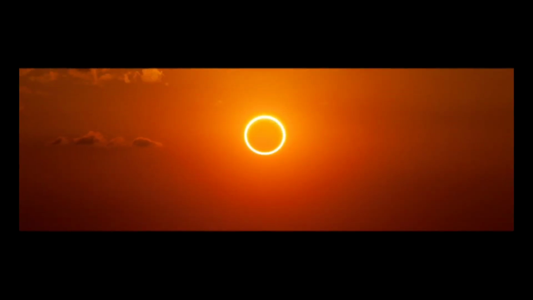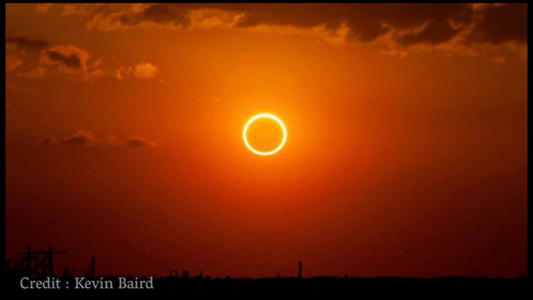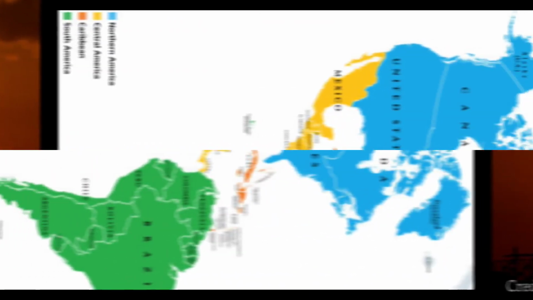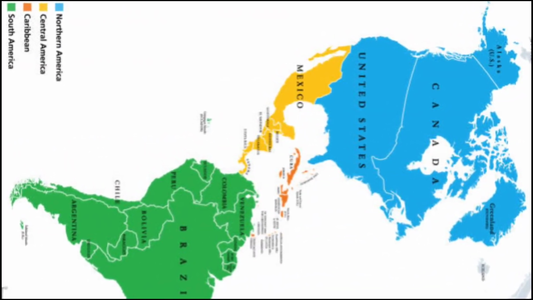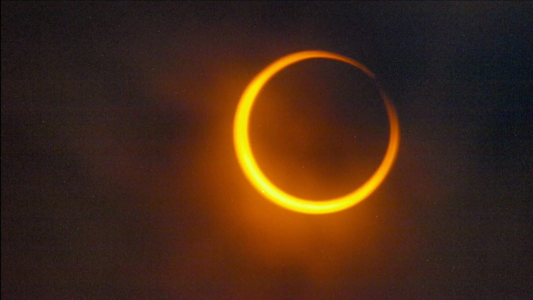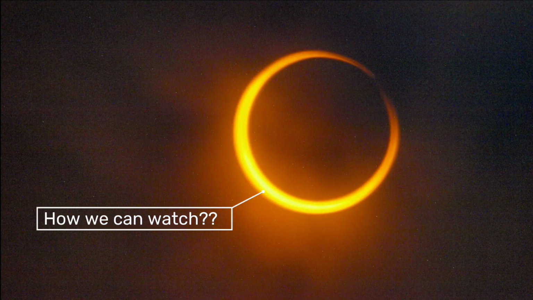In just 3 days from now, that is on October 14, 2023, an annular solar eclipse will cross North, Central, and South America. This eclipse will be visible for millions of people in the Western Hemisphere, and it is going to be a rare sight for some people. So let's see in this video how we can watch this annular solar eclipse.